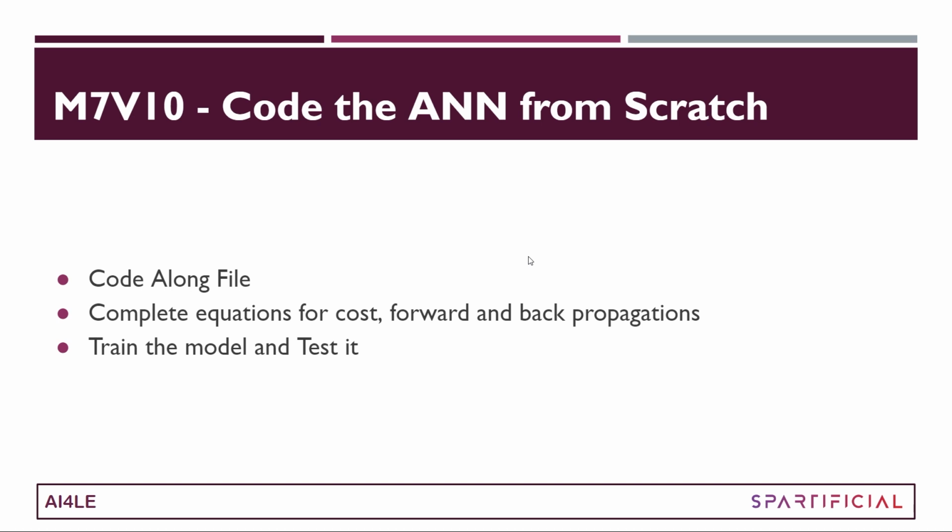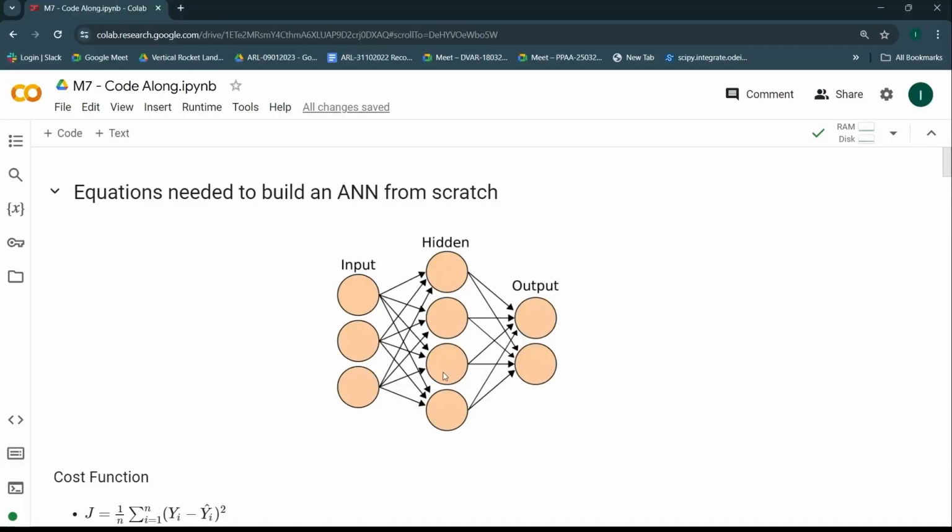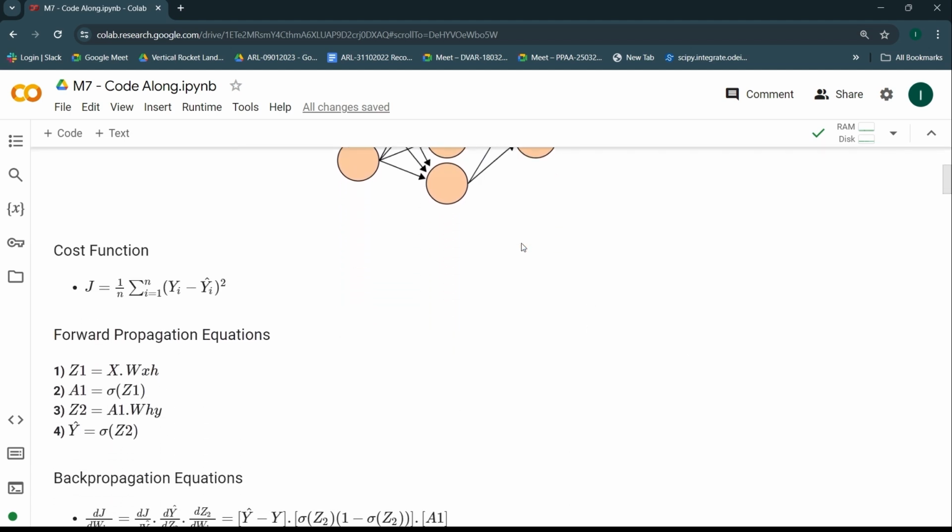So let's get started. Alright guys, so I'm ready with my code along file. I hope you are ready with your code along file as well. If not, I recommend you to open this code along file and start coding along with me. And yes, what you are seeing over here is not the true architecture that we are going to use, because in our case, we are having two inputs, four hidden neurons, and then one output neuron. But that's the design of the architecture that we'll be using.